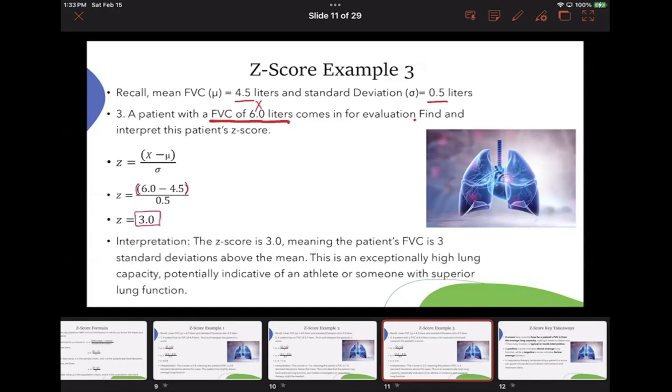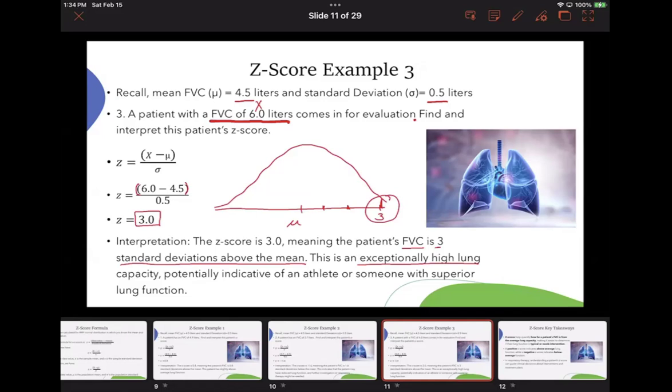The z-score of 3.0 means that the patient's forced vital capacity is 3 standard deviations above the mean, and that's exceptionally high lung capacity, potentially indicative of an athlete or someone with superior lung function. Okay? Because anything higher than that is going to occur 0.3% of the time. So here's the mean, here's 1 standard deviation above, 2 standard deviations above, 3 standard deviations above. It's a very rare occurrence to be that high.